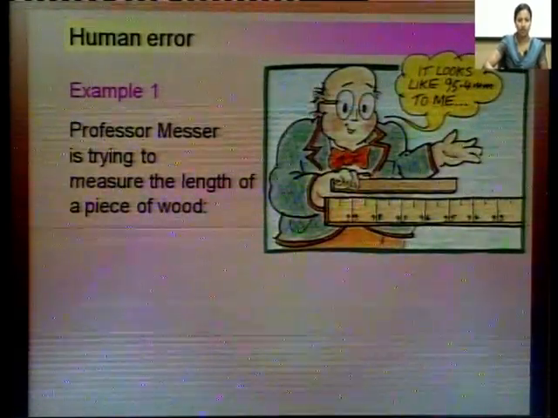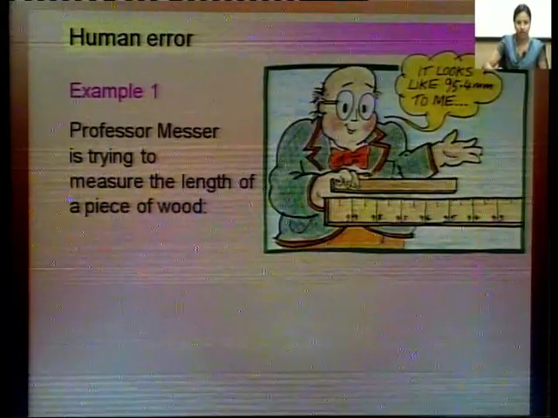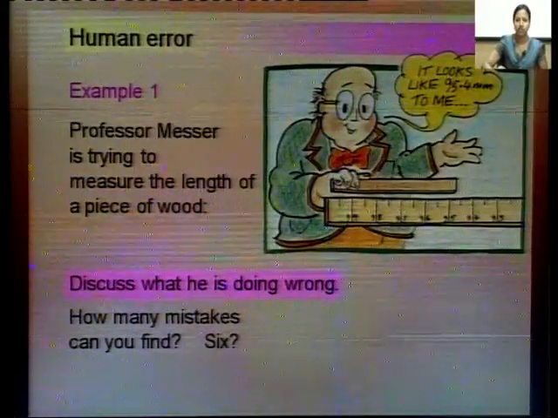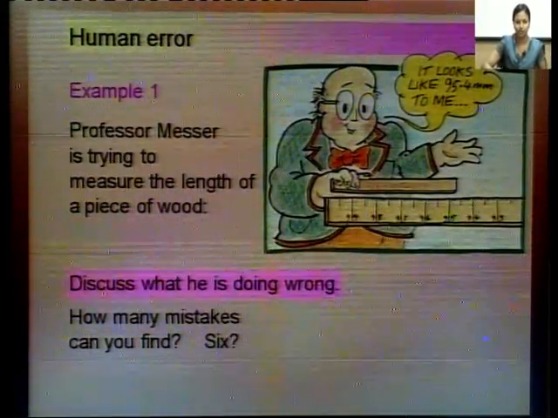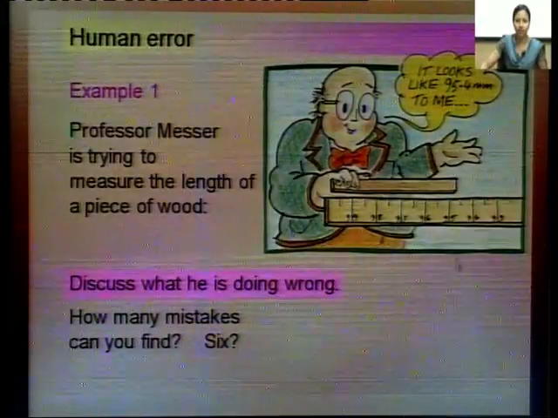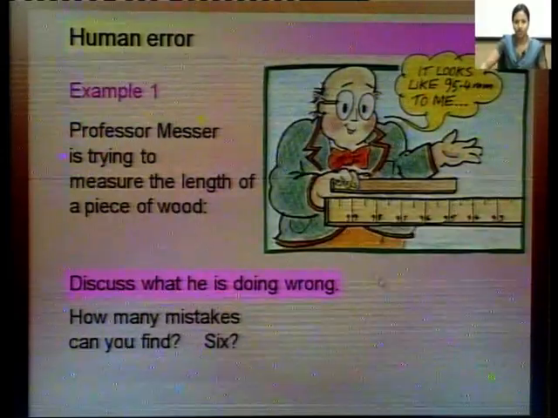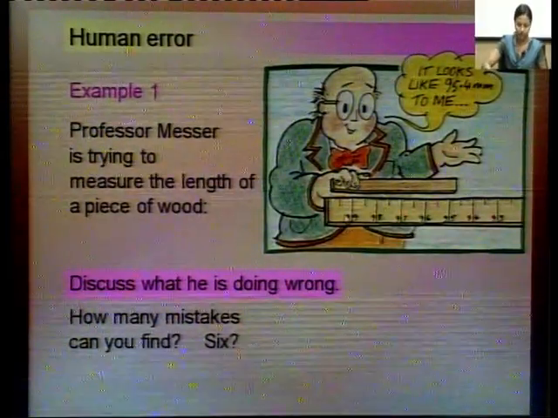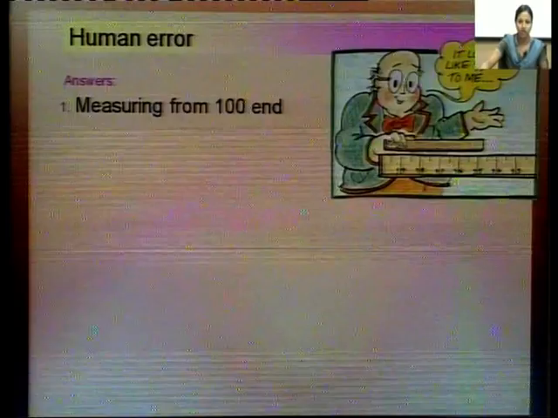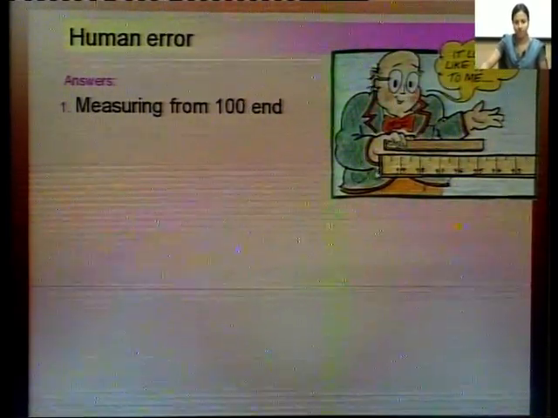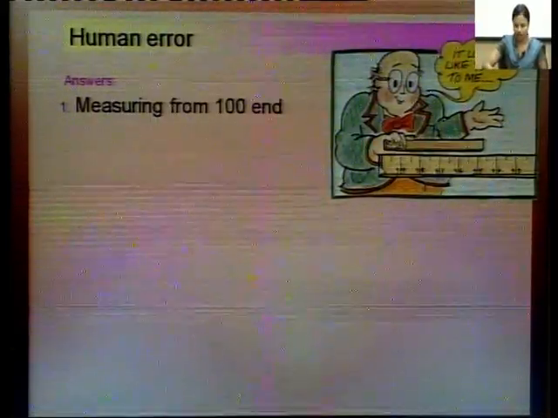First example: Professor Measure is trying to measure the length of a piece of wood. Discuss what he is doing wrong. How many mistakes can you find? So let us find the mistakes in the measurement. These are all human errors. First mistake: he is not measuring from 0, he is measuring from 100. So this is the first mistake he is doing.